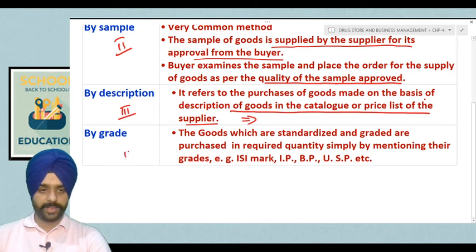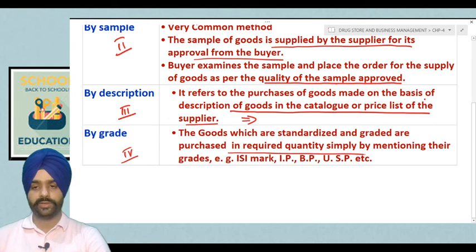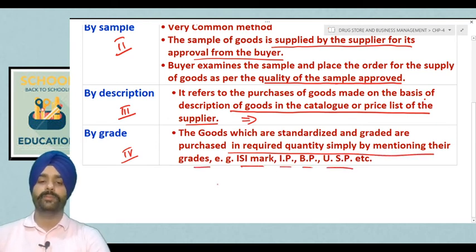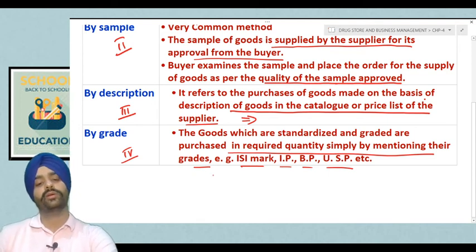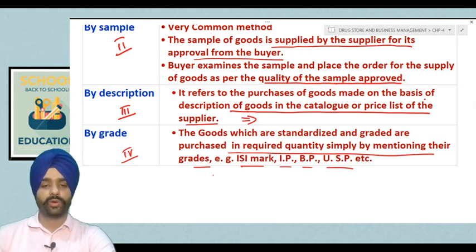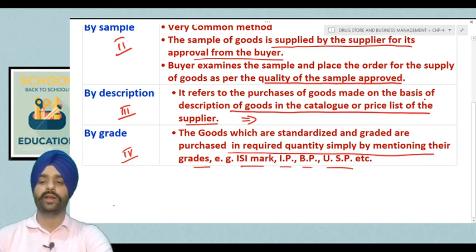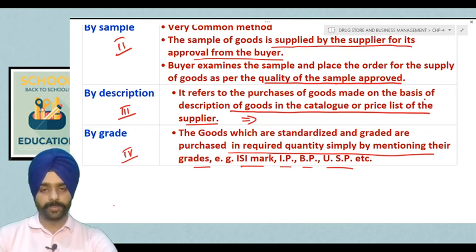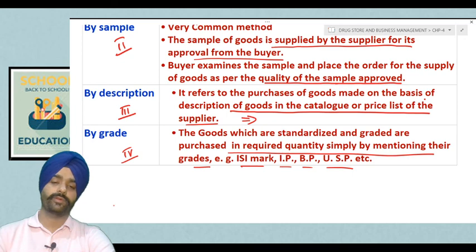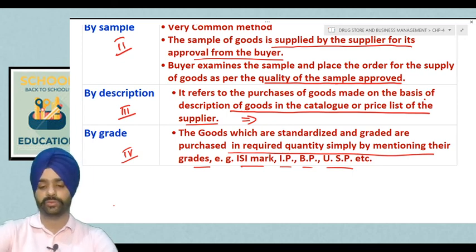The last one is by grade. The goods which are standardized and graded are purchased in required quantity simply by mentioning their grades, such as ISI mark, IP, BP, USP, because such grades have their own quality control standards, which not only ensure good quality but also ensure that all the goods made by that particular mark or grade are of the same quality. So we can also purchase the goods from the vendors by the grade method.